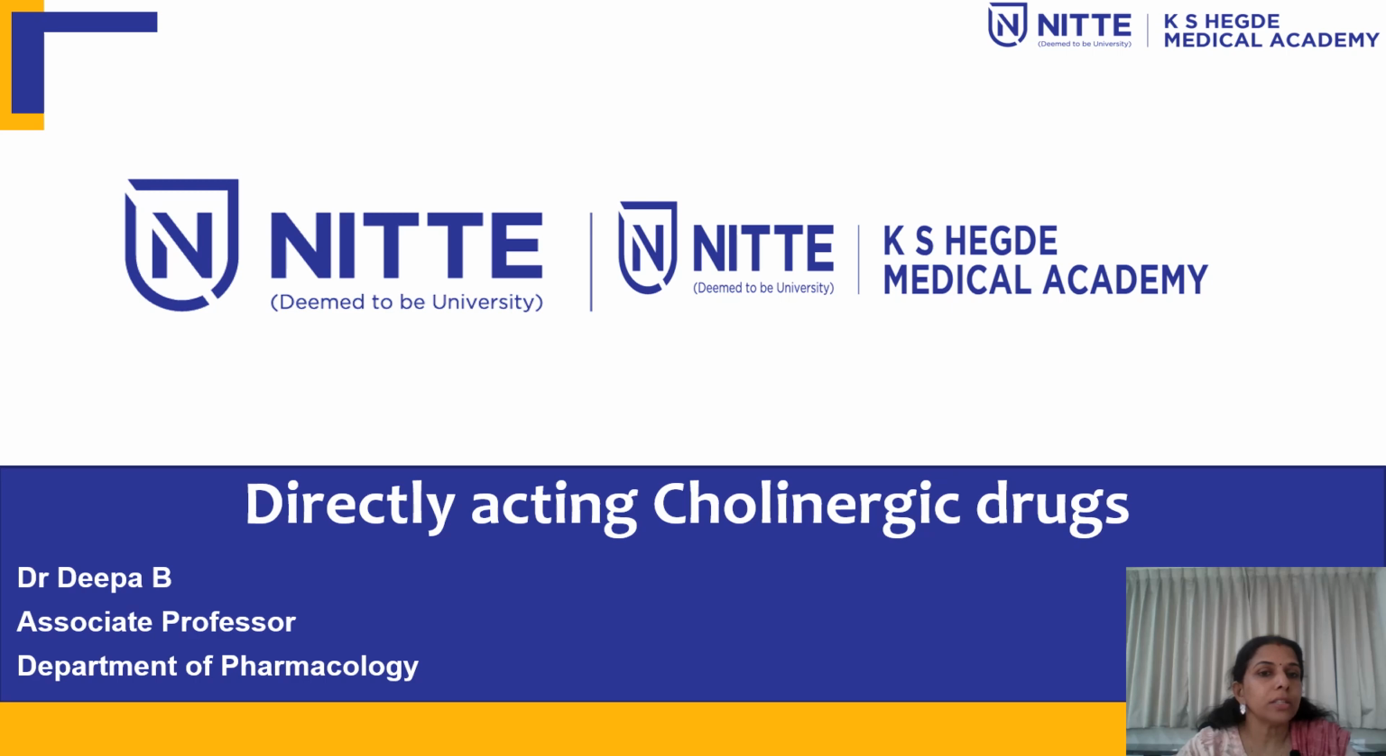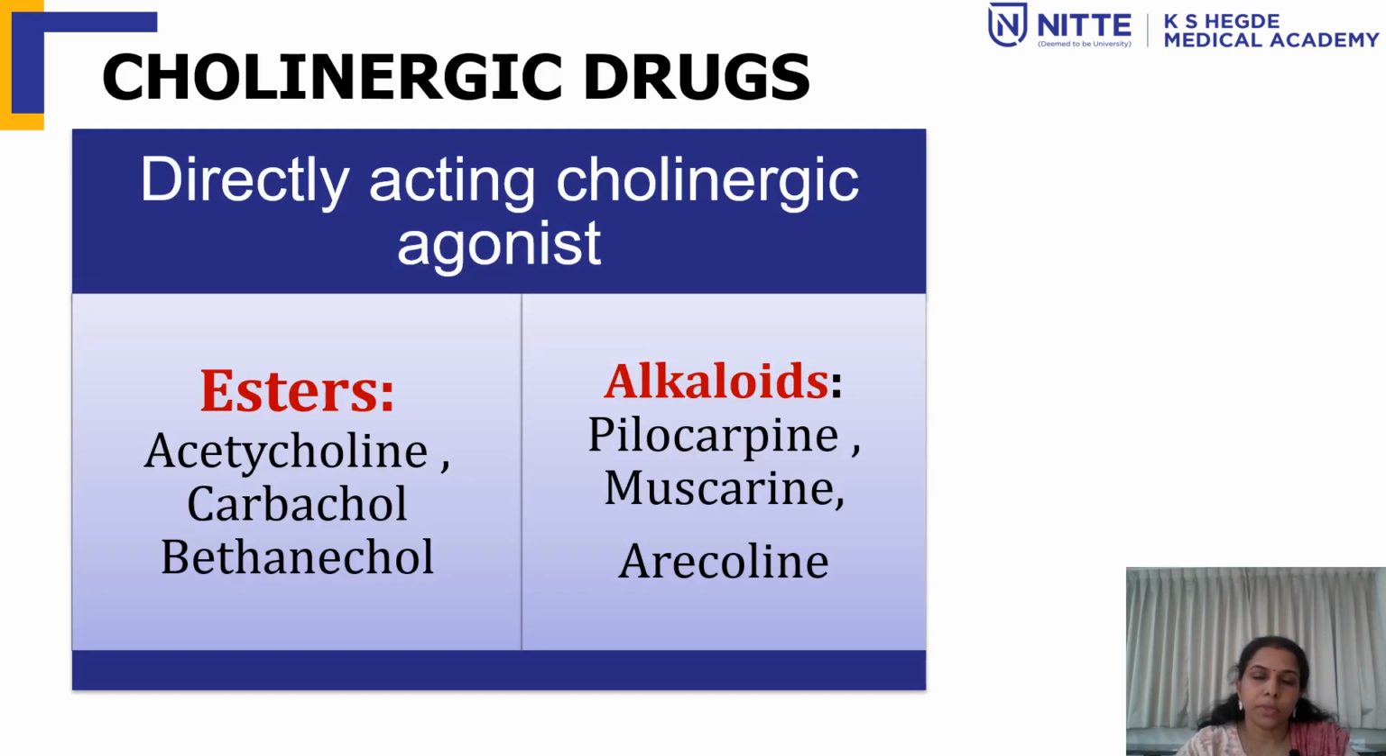Directly acting cholinergics act directly through the muscarinic receptors or the nicotinic receptors, so we call them cholinergic receptors. They act directly through these muscarinic or nicotinic receptors and exert the pharmacological action. They are esters and alkaloids. Esters are acetylcholine, carbachol, and bethanechol, and the alkaloids are pilocarpine, muscarine, and arecholine. These are the directly acting cholinergic agonists.